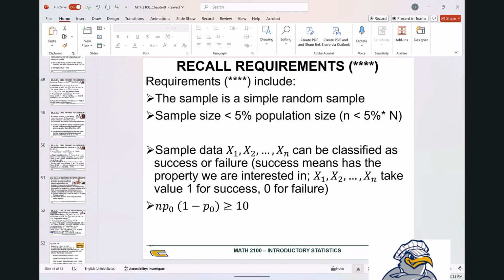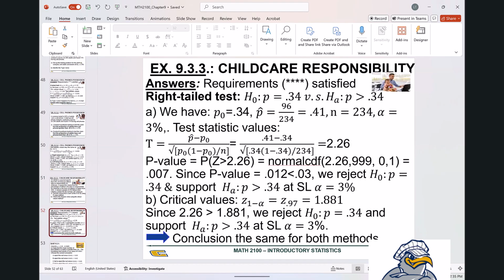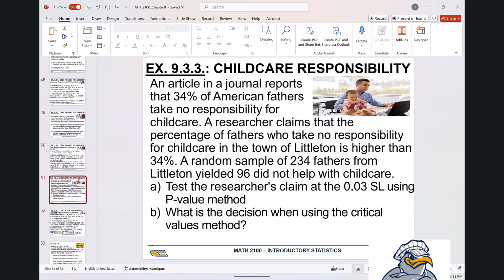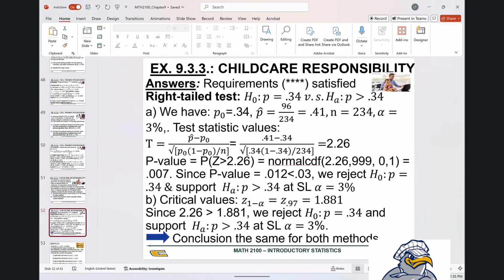So here, you set up the testing problem because the researcher here believed that the number is higher, right? And here we talk about percent, which means we talk about proportion. So the alternative of the researcher will be p greater than 0.34 versus the null with p equal to 0.34.